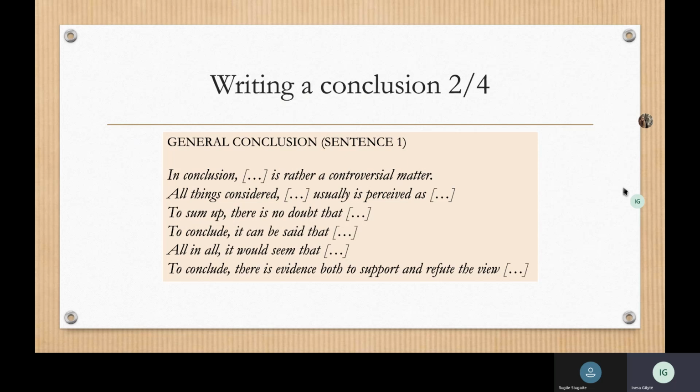And this last example is, to conclude, there is evidence both to support and refute the view. So it's more general, and you indicate the controversial part of the topic that is being given to you.